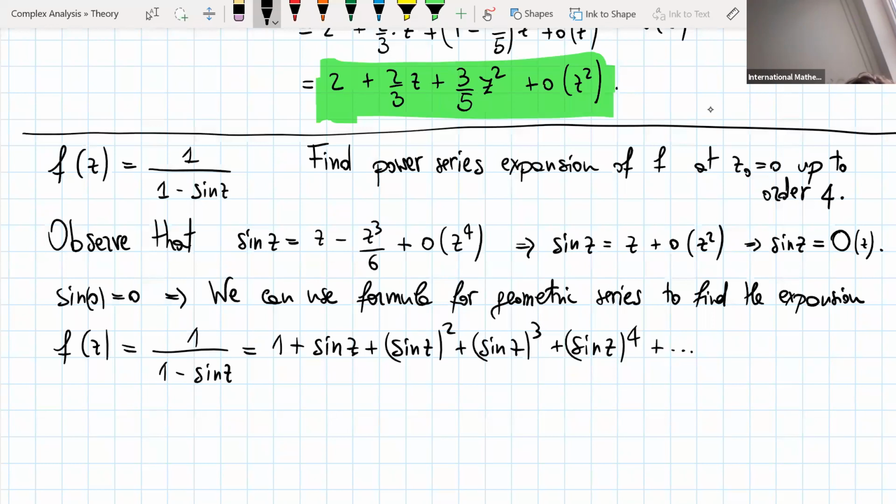And now you see here, we want to get a power series expansion up to order 4. So the question is, which of these terms, sine z squared, sine z cubed, sine z to the 4th, give us terms of order up to 4. So since sine of z is of order z, then starting from the 5th power, these will all have order bigger than 4.